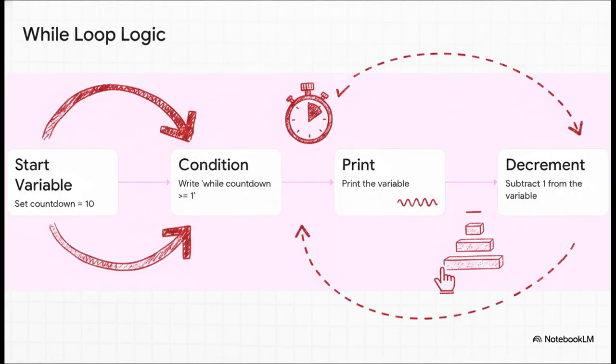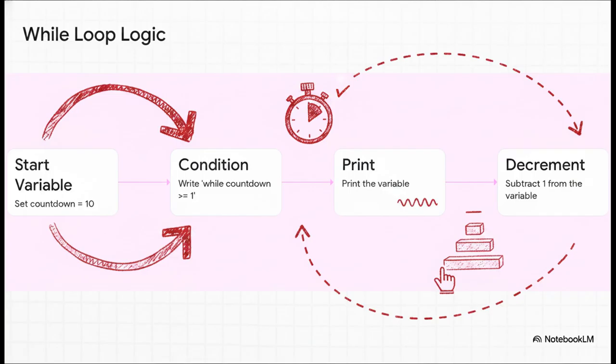So instead, we use a while loop. The logic is actually super elegant. Step 1, you just set a starting variable. Let's say countdown equals 10. Step 2, you write the keyword while and give it a condition. Here we'd say while countdown greater than or equal to 1. Step 3, you tell the loop to print that variable. And step 4, and this is absolutely crucial, you subtract 1 from your variable.